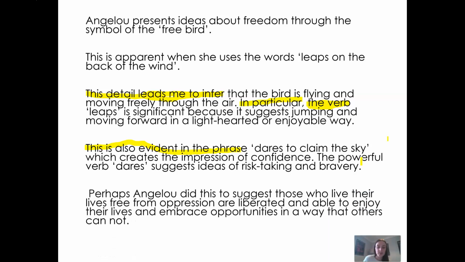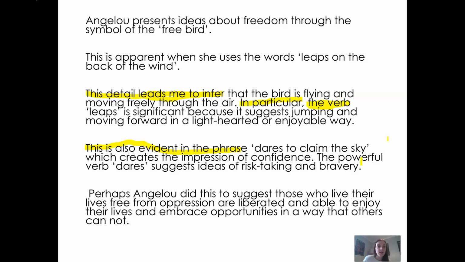Why do I think the writer has done this? Well, perhaps Angelou did this to suggest that those who live their lives free from oppression are liberated and able to enjoy their lives and embrace opportunities in a way that others cannot. Can you see here I've made a link between the idea in the poem and its context?